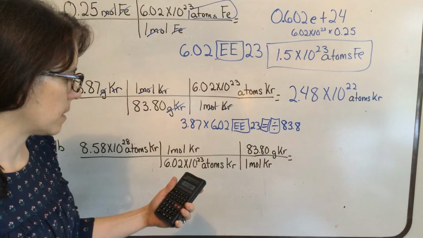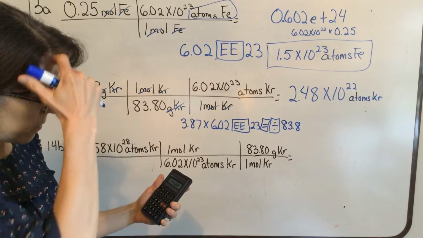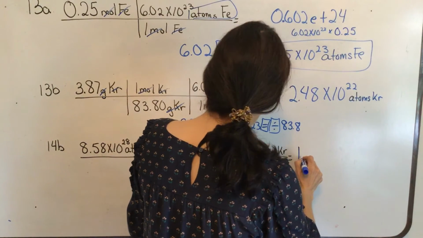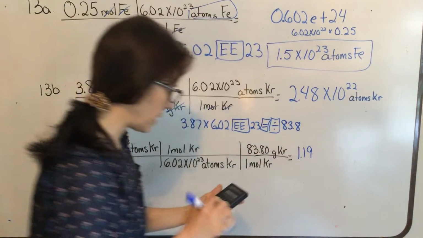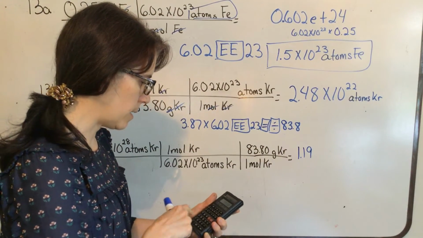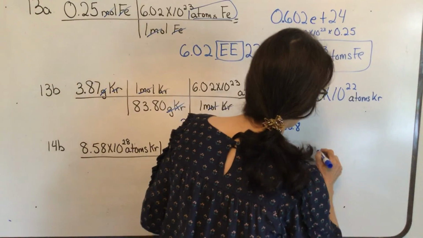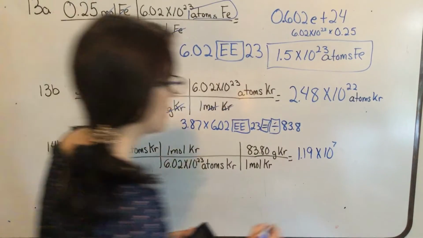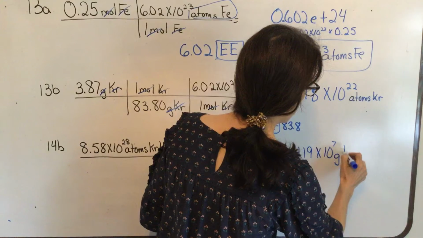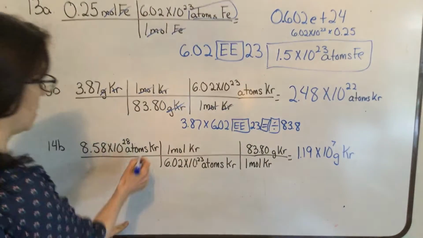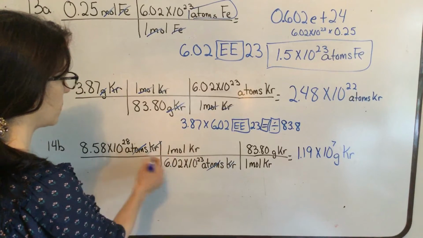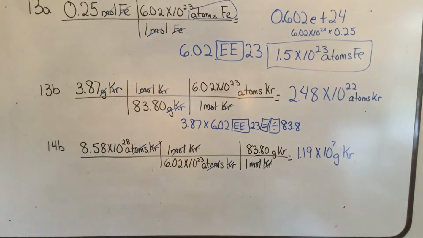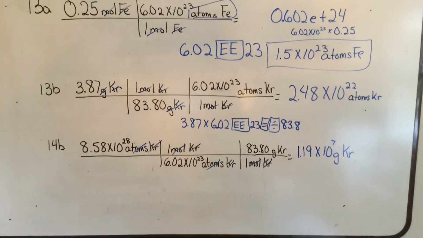And you should get 1.19. Hopefully it gives it to you in scientific notation. 1.19, and I can count my decimals, or I'm going to just go mode 88, and it's going to give it to me, times 10 to the 7th. And this is grams of krypton, right? Because atoms canceled out, mole canceled out, krypton canceled out, and I was left with grams of krypton. All right, so you can see that.